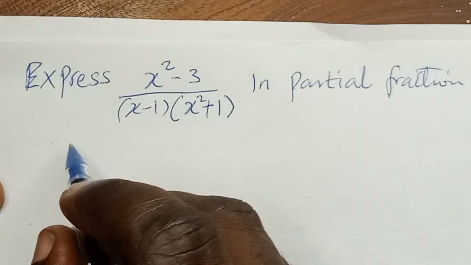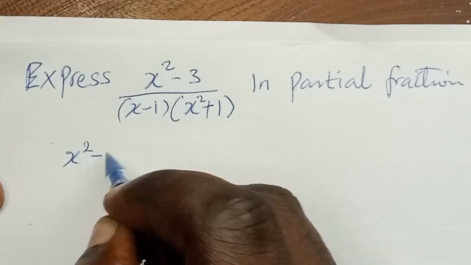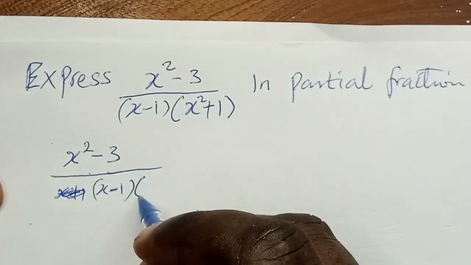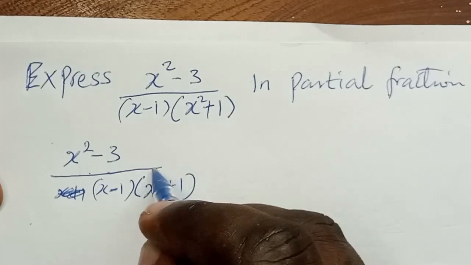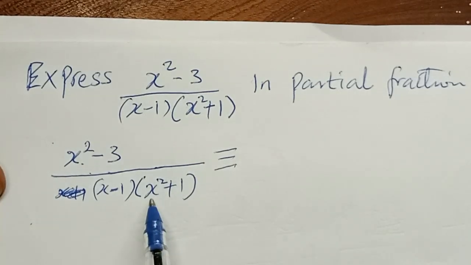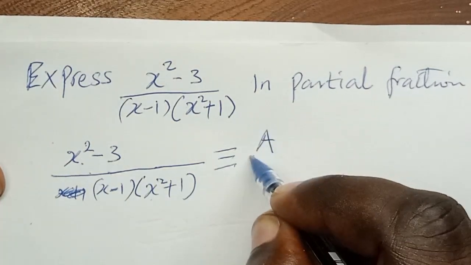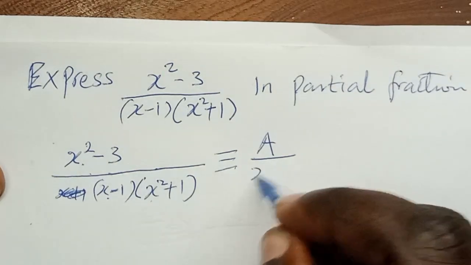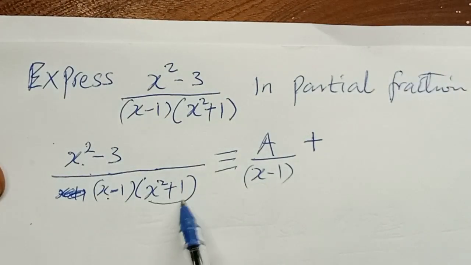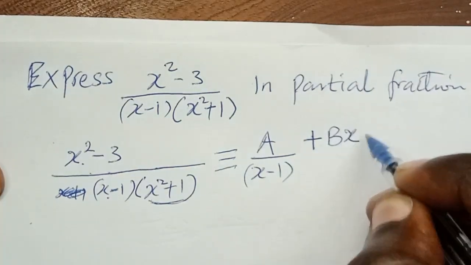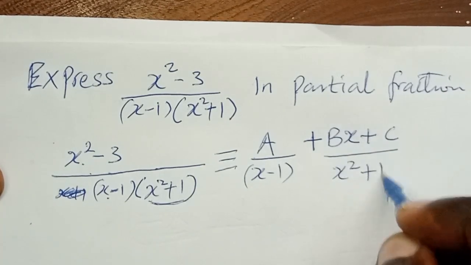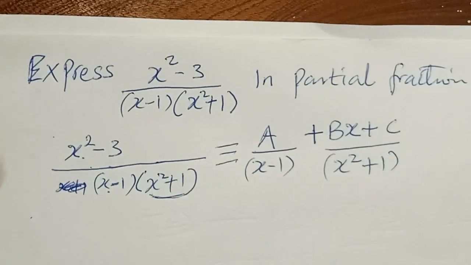So this is going to be the same as x squared minus 3 divided by (x minus 1)(x squared plus 1), which will be expressed as, since we have a square at the bottom as the denominator, A over the first factor here, which is x minus 1, plus, since the second factor here is a square, Bx plus C divided by x squared plus 1. So this is the simple expression here.